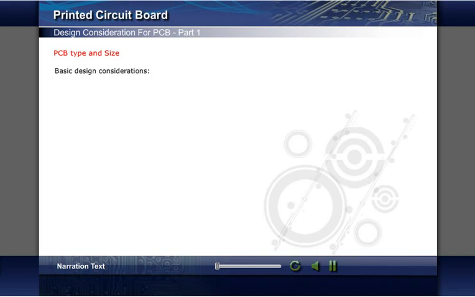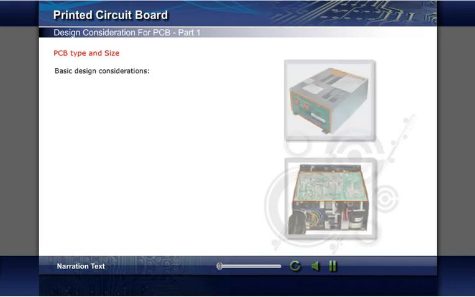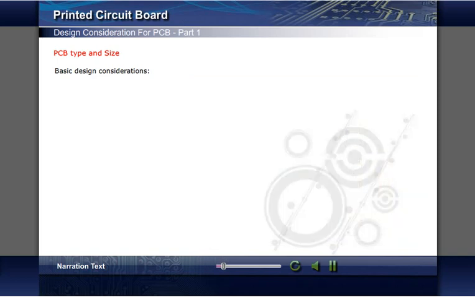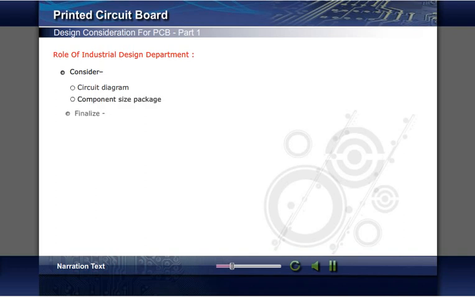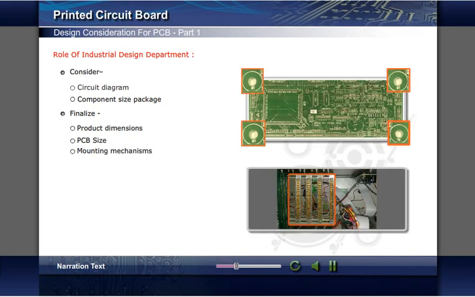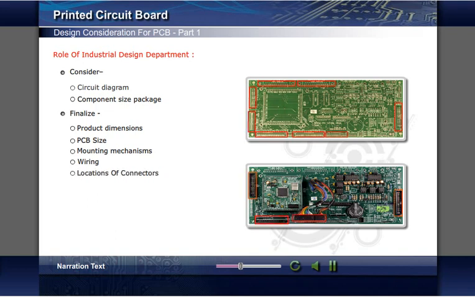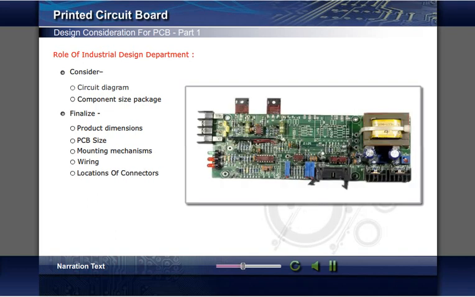PCB is a part of a product. It is a sub-assembly. Depending on the product, it fits into an enclosure or slides into a rack. Product's dimensions give space available and hence PCB size. Industrial design takes into account the circuit diagram of the PCB and size and packages of the components. It finalizes product dimensions. It also finalizes PCB size and mounting mechanism. It will also finalize wiring of the product, and in turn, decides locations of connectors on the PCB. Available space also defines areas on the PCB where large components like heat sinks and transformers can be mounted.